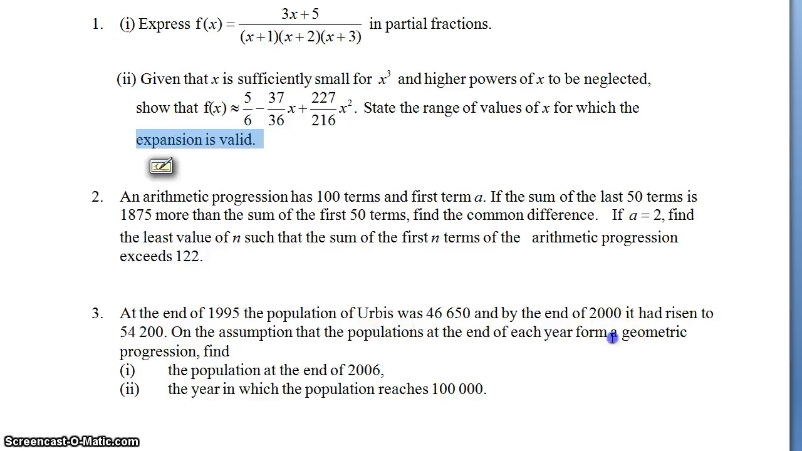So the nice assumption that they give us here is that the populations at the end of each year will form a GP. So let's take a look at what that GP will look like. U1, our first term in our GP, is going to be 46,650, and this is the population at the end of 1995. Just while we're here, it's useful to note that n equals 1 corresponds to the year 1995, and this will help us out later on.